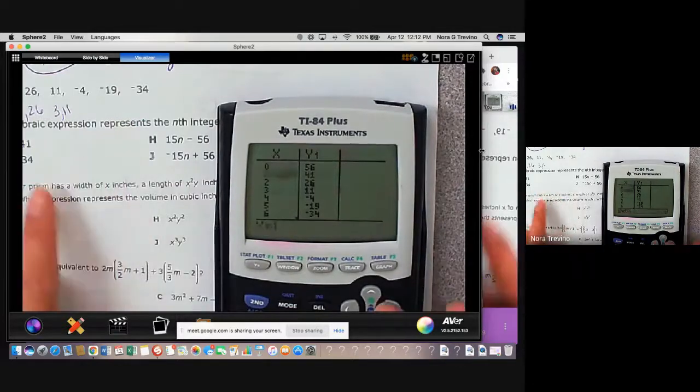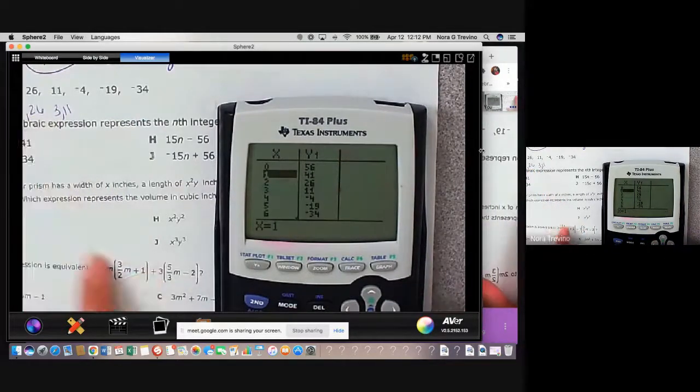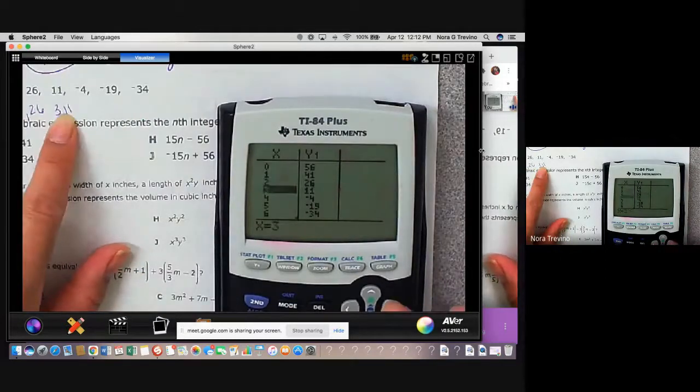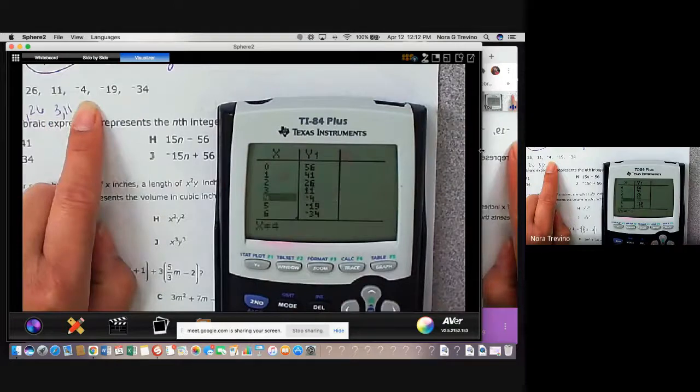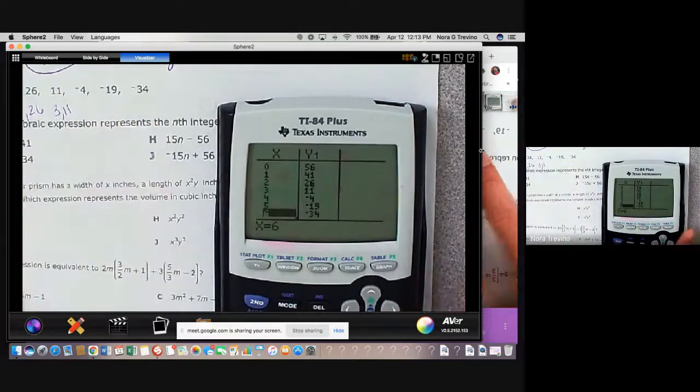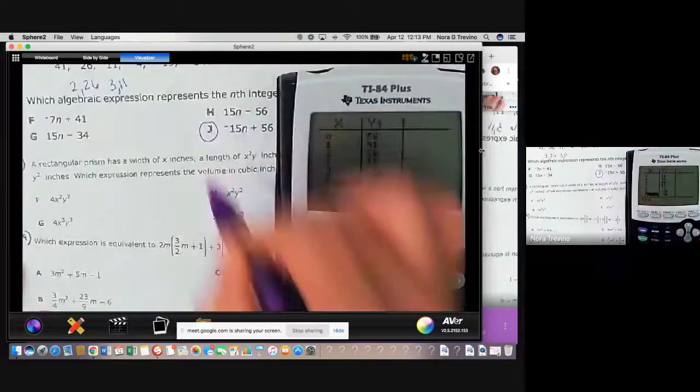First number, 41, yes. Second number, 26, yes. Third number, 11. Fourth number, negative 4. Fifth number, negative 19. And sixth number, negative 34. So there you go. The answer is J.